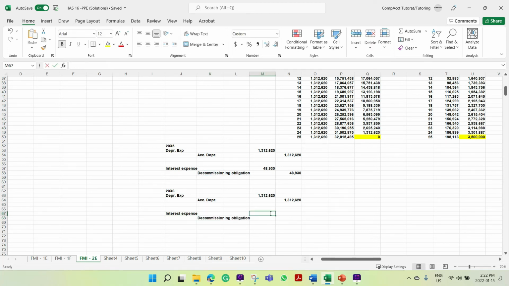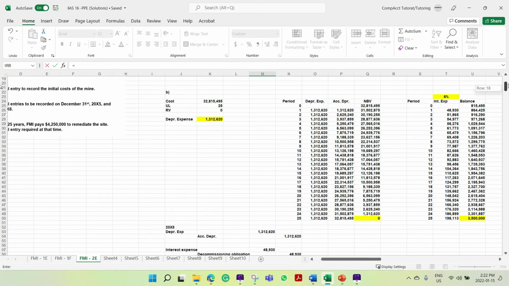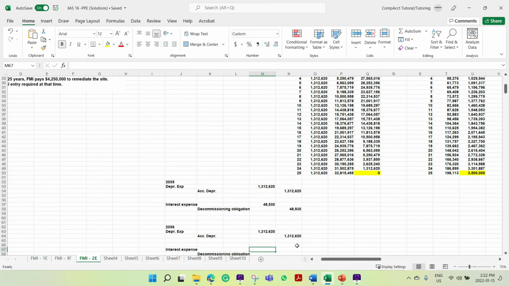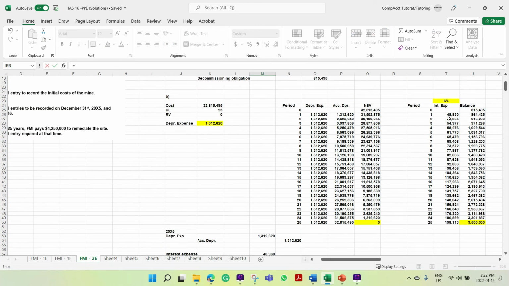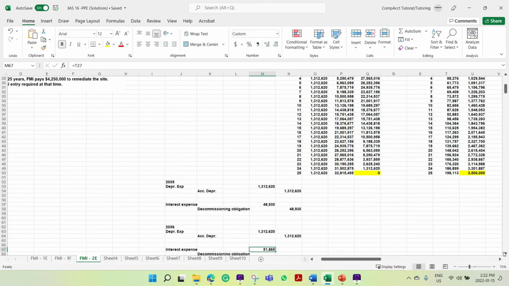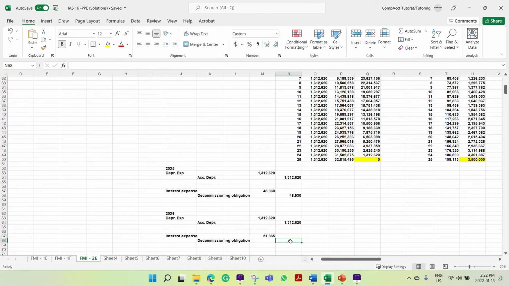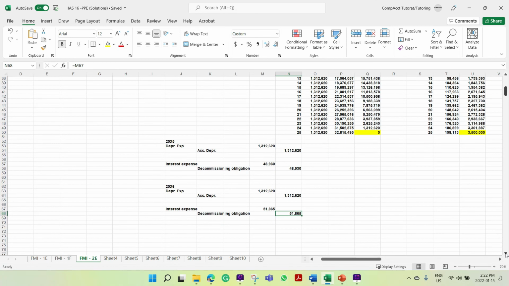Perfect. Now, again, that's where my table comes in really handy. In year two here, we've got 51,000, so I'm going to come back, grab the 51,000, and then same thing there, 51,000 goes into my decommissioning obligation to build up that amount. Okay, so those are the entries that I need, the subsequent entries that I need.